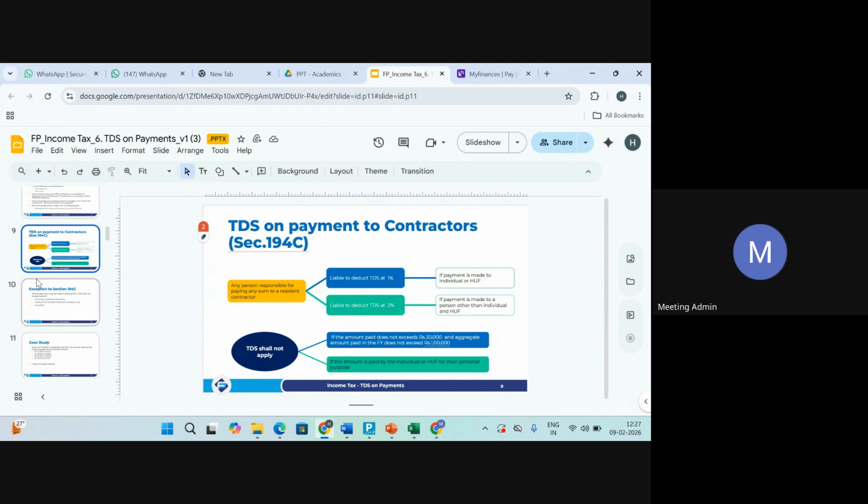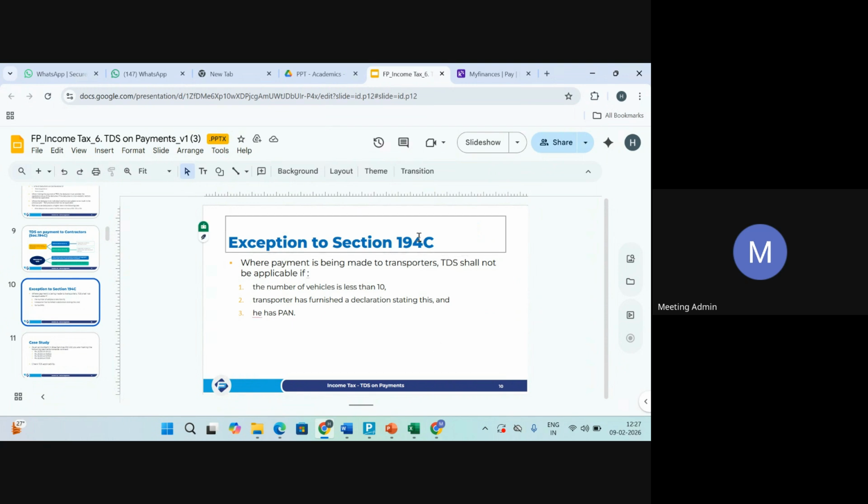So if that is the situation, here you can see in 194C, where the payment has to be made, transporters' TDS shall not be applicable if the number of vehicles is less than 10. If the number of vehicles in the contract is less than 10, the exception applies and TDS shall not be applicable.